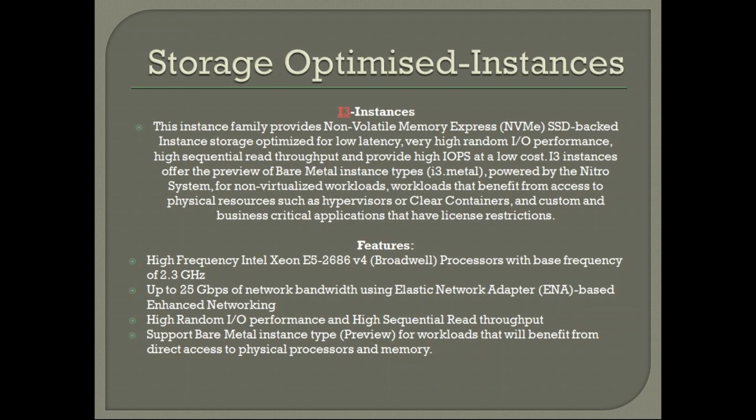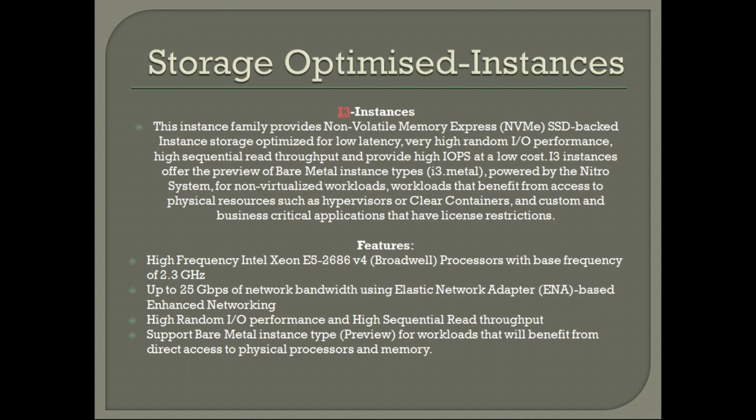So features are high frequency Intel Xeon E5 2686 Broadwell processor with base frequency of 2.3 GHz, up to 25 Gbps of network bandwidth using elastic network adapter based enhanced networking, high random input or output performance and high sequential read throughput, support bare metal instance types.